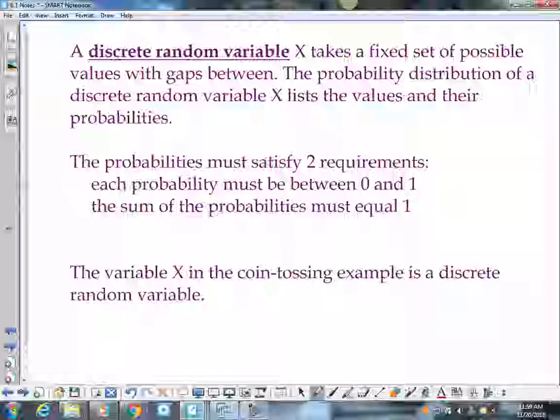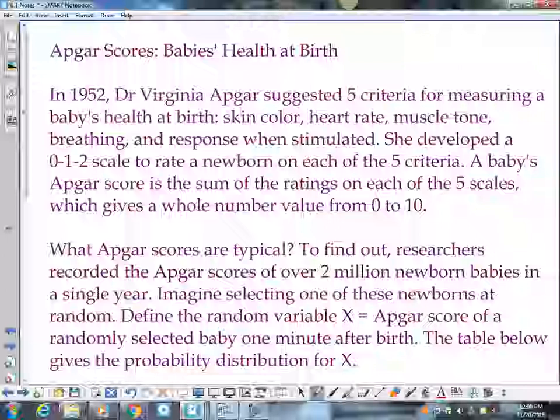The variable X in the coin tossing example is a discrete random variable because, state it again, there are gaps. I can have 0 tails or 1 tail or 2 tails. Okay. Apgar scores. Do y'all know what an Apgar score is?